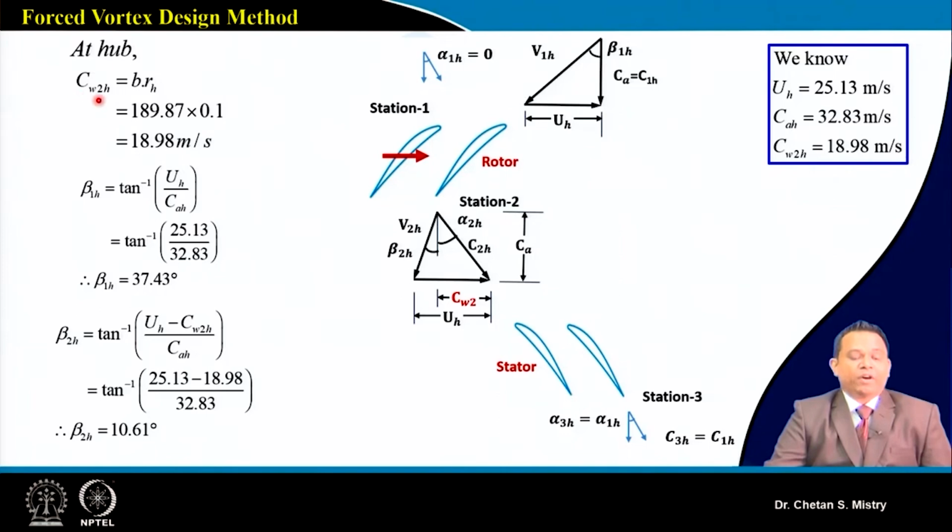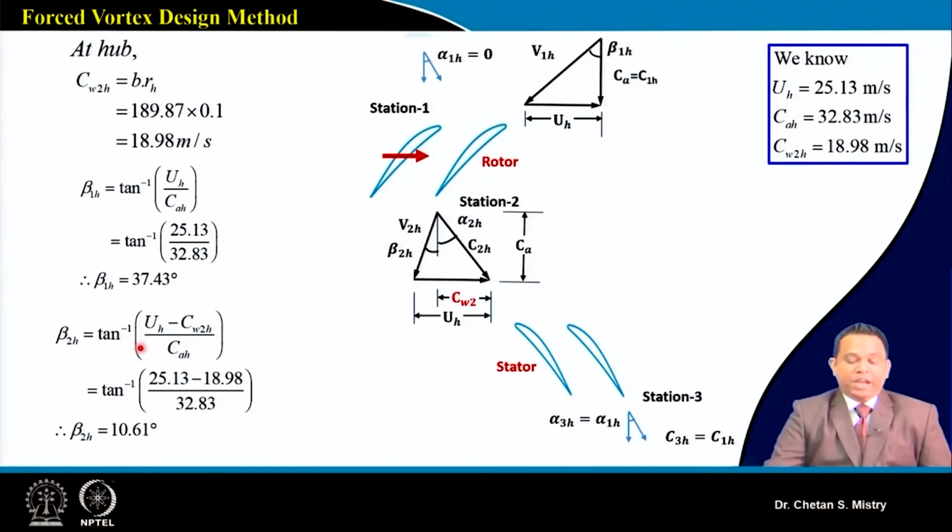We can say our CW2 is nothing but B into RH. This B is our constant, that number we know it is 189.87, and hub radius is 0.1. So that's what is giving 18.98 meter per second. We can calculate our beta 1 since we know tan beta is given by U divided by my CA value. So beta 1 is coming 37.43.